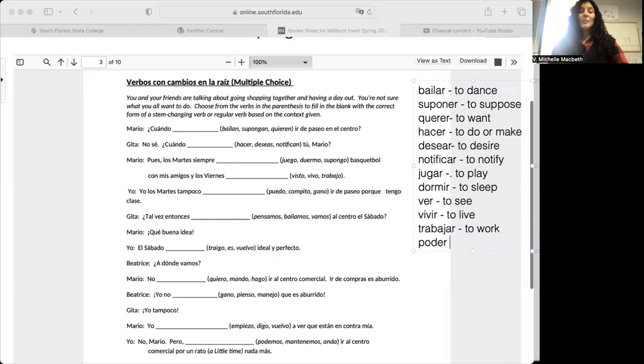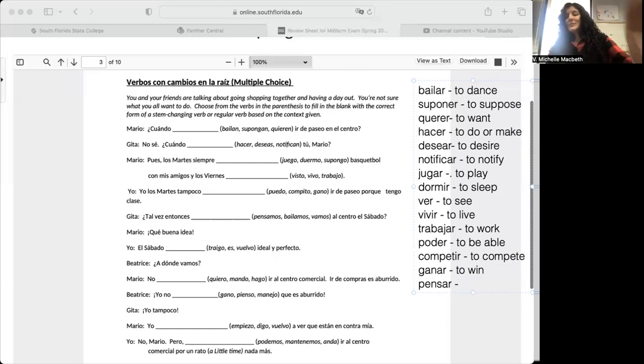Trabajar means to work. Poder means to be able or to can. Competir, to compete. Ganar, to win. Some of this vocabulary is probably unfamiliar to you because it comes from that part in the book when I took this. This was like an exam box, so all the vocabulary would have come from that particular textbook and where they were at in that textbook. So if you don't know this vocabulary, don't feel worried. I just repurposed these as a review document, just to kind of help you guys a little bit.